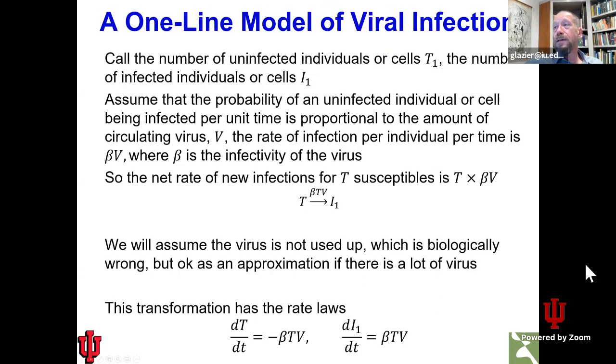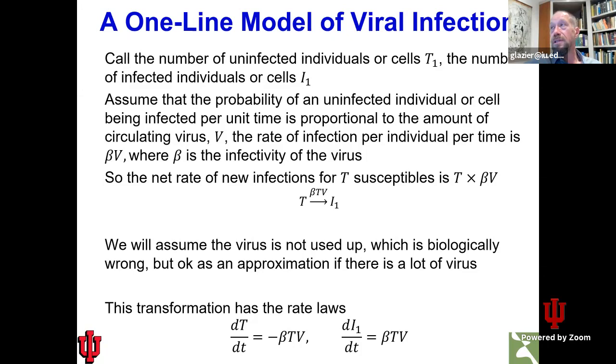And I want to come back with something which is now going to be even simpler than what I wrote. As I mentioned, the letter S for susceptible turns into the variable T in a lot of these models. So we're going to think about a one-line model of viral infection. And we're going to say that we have a certain number of individuals who are uninfected, but could get infected. Those individuals could represent cells or people in a population. And we're going to call the number of them T1.